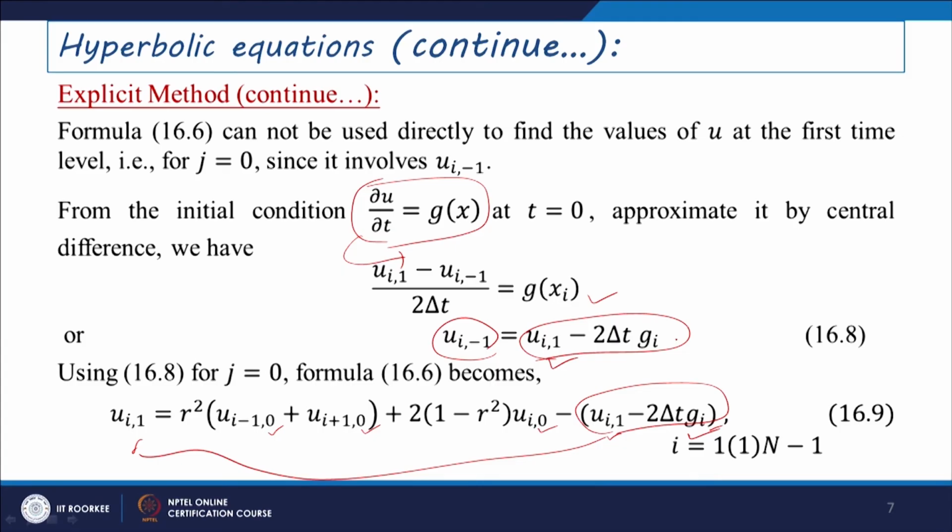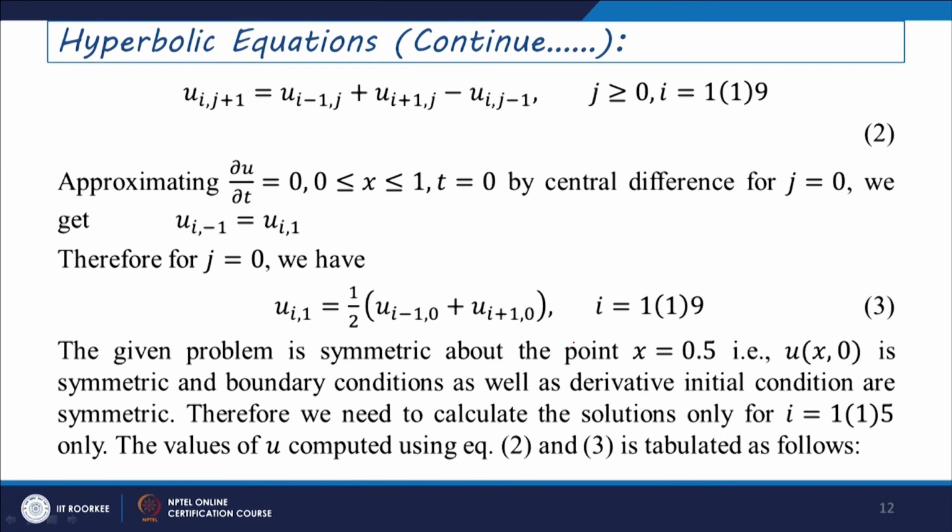So, g at i is just considered as 0 there. That is why we can just write u(i, -1) equals u(i, 1), since your g of x is 0 there itself. So, for j equals 0 we can also write this equation as u(i, 1) equals u(i-1, 0) plus u(i+1, 0) minus u(i, -1). So, that is why u(i, 1) can be taken off there.